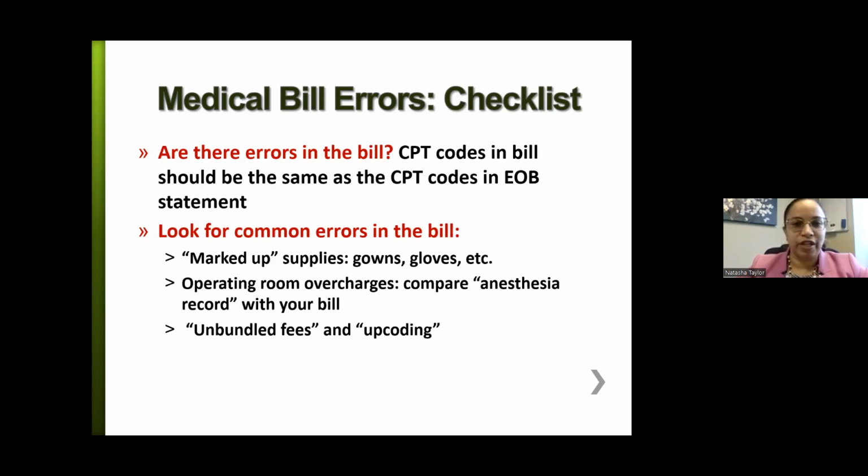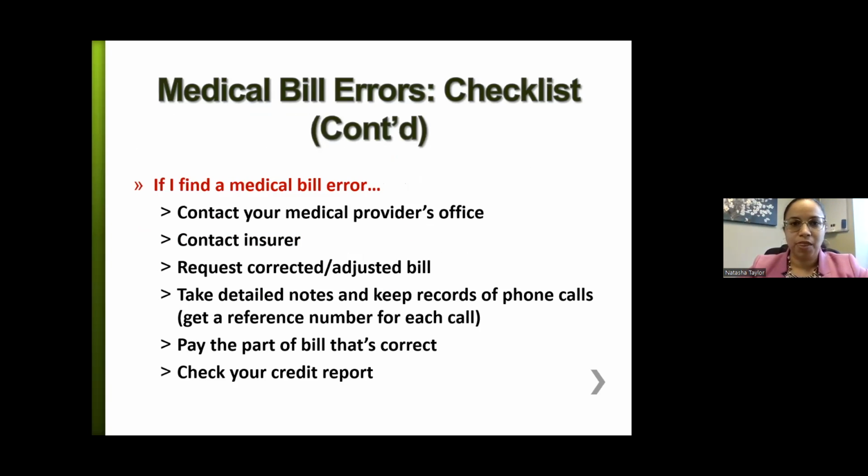You also want to look for any unbundled fees and upcoding. So again, any additional fees that don't make sense to you based off of the procedure that you had done, and any duplicate coding. If any medical bill errors exist, you want to contact your medical provider's office and talk with them and have them try to explain the bill a little bit more to you if something doesn't make sense. If you still have questions, you can always contact your insurer.